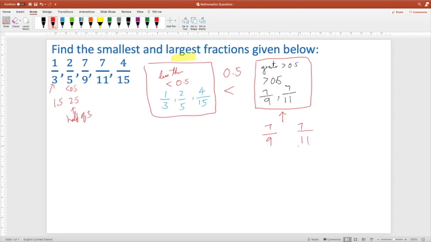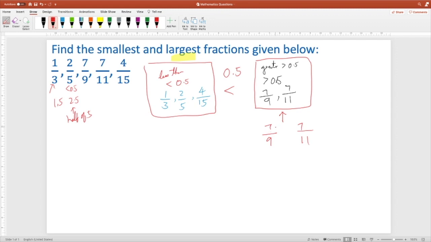So we only need to focus on these 2 fractions, 7 over 9 and 7 over 11. We have many ways to determine which one is bigger, because at the moment you can find out that the numerator is the same. So Watermelon, what is the numerator? Numerator is the top half of the fraction. Yes, the top part of the fraction, and the bottom side we call the denominator.